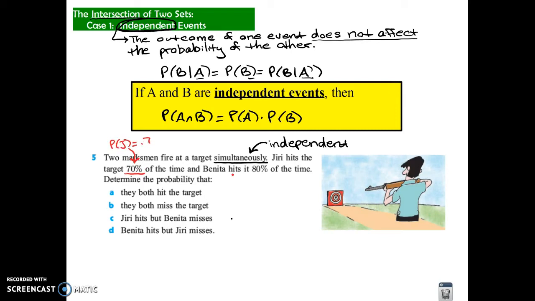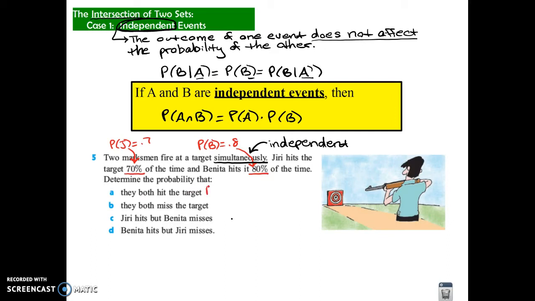And if Benita hits 80% of the time, then this would be P of B, where B is the event that Benita hits the target, and that's going to be 0.8. So the first question they ask is, what's the probability that they both hit the target?